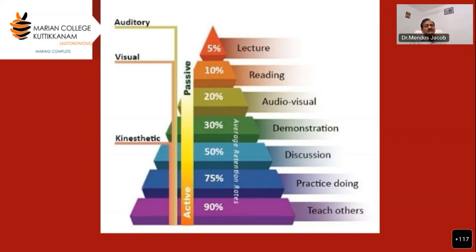30% of the learning happens through demonstration, and through discussions, 50% of learning happens. Or learning by doing, that is a concept. When we do or practice something we have learned, 75% of the learning happens through learning by doing. And 90% of the learning happens when we teach others.